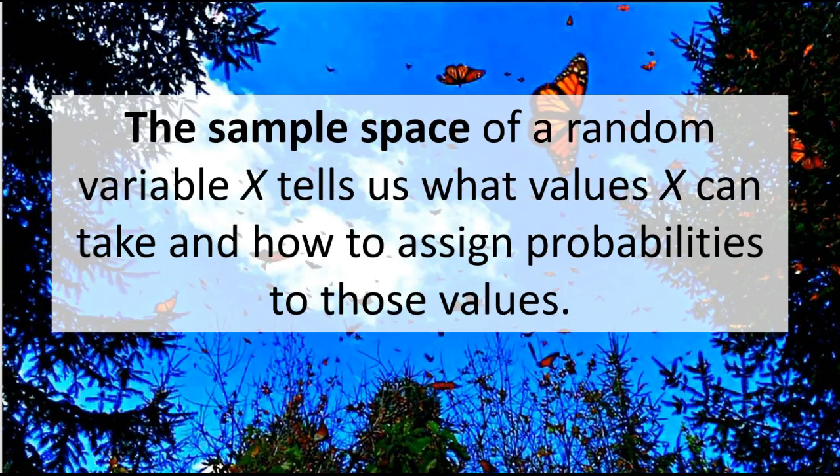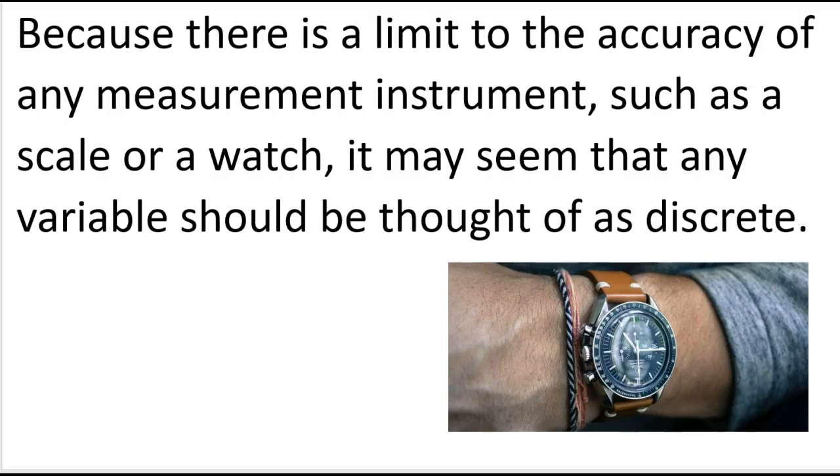The sample space of a random variable X tells us what values X can take and how to assign probabilities to those values. One thing to note, because there is a limit to the accuracy of any measurement instrument, such as a scale or a watch, it may seem that any variable should be thought of as discrete. However, when there are a large number of closely spaced values, the variable's behavior is assumed to be continuous.